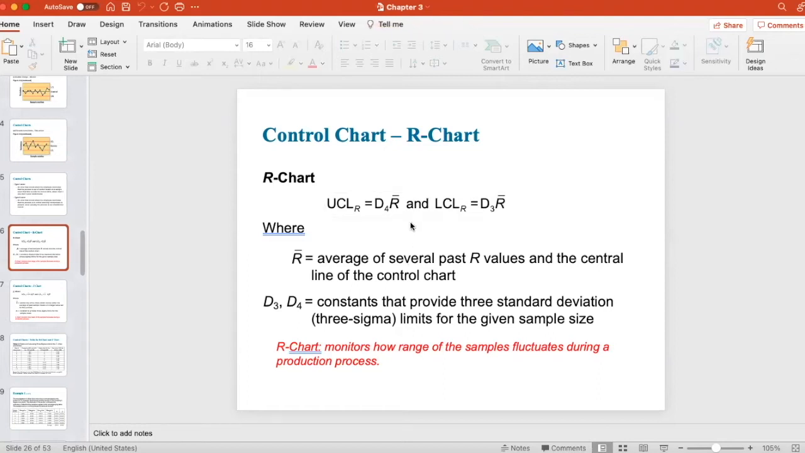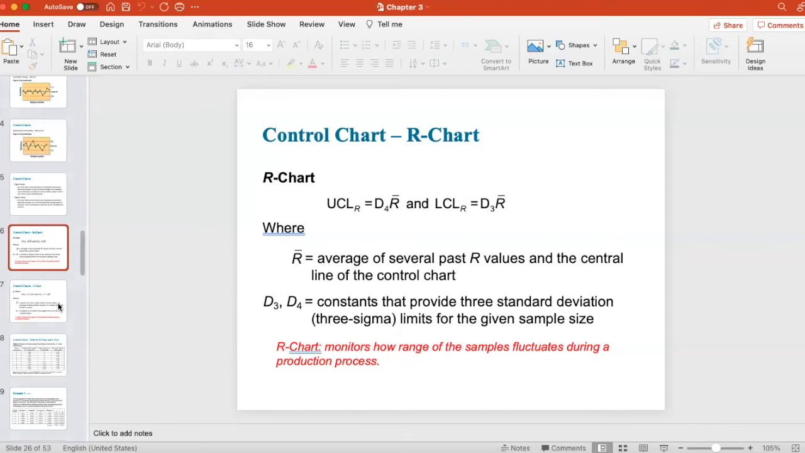Now D3 and D4. You can clearly see that D4 is related to UCL, and D3 is related to LCL. Basically these are the coefficients we use when we calculate the corresponding UCL and LCL. This is actually summarized within a statistical table. If the exam asks you to calculate UCL and LCL based on the table, then we will provide this table. What you need to understand is how to appropriately use the table to find the corresponding D3 and D4. That's good enough.